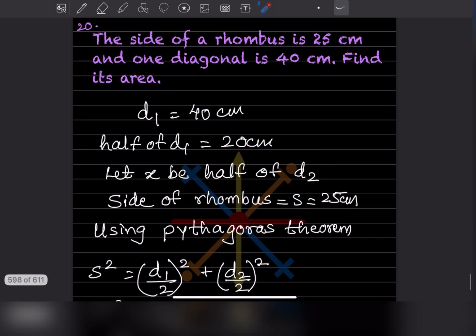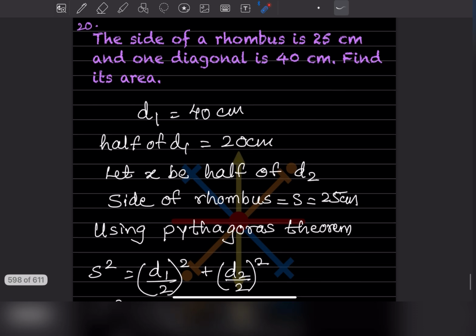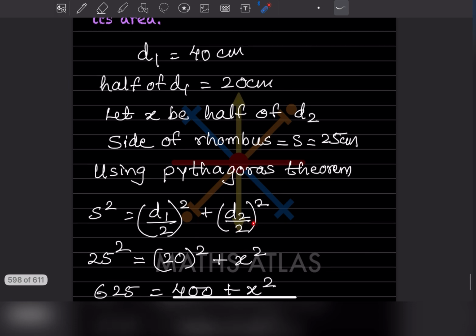So using the Pythagoras theorem, side square is (D1 by 2) whole square plus (D2 by 2) whole square. Because we are going to take only one part of it, with this triangle, the side square is going to be what? This total part is 40, so this is going to be half of it. So (D1 by 2) whole square plus (D2 by 2) whole square.